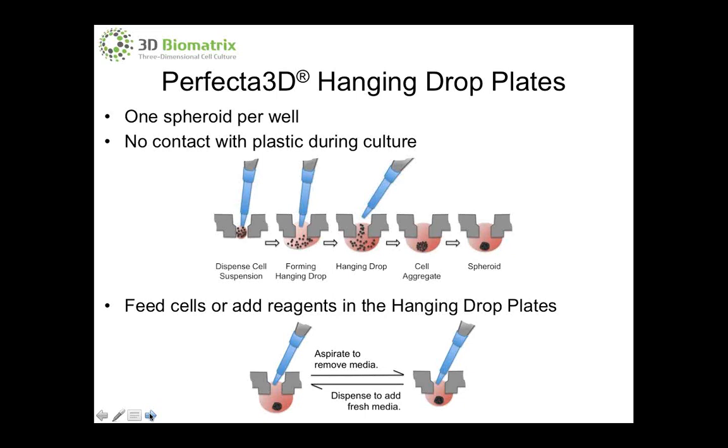And then on the bottom, this cartoon illustrates how easy it is to feed cells or add reagents into the hanging drop plate. Because the spheroid is at the bottom of the hanging drop, it's very easy to use a pipette tip to aspirate media from the top and then dispense fresh media into the top without disturbing cells in the hanging drop plate at all.